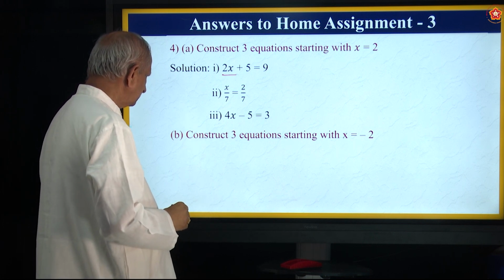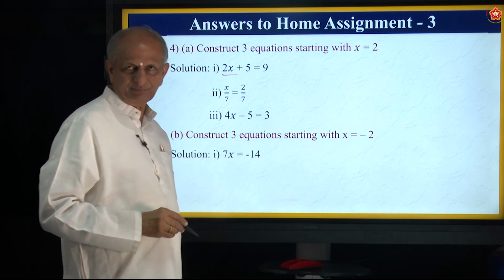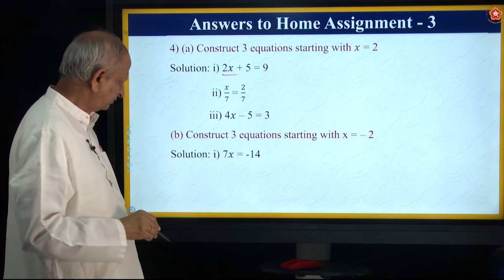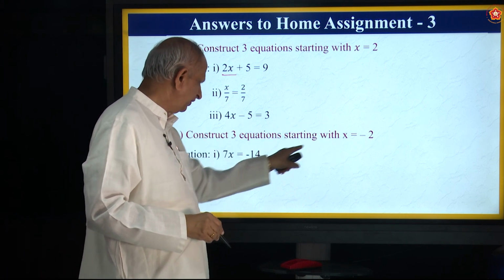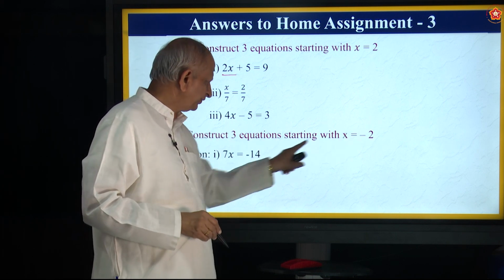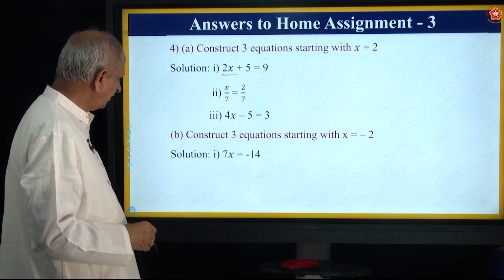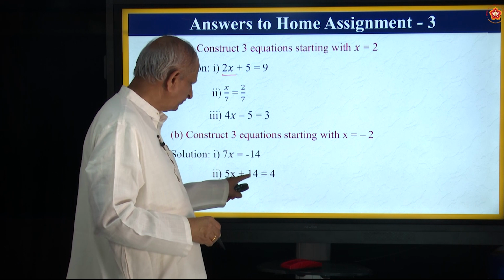Come on. First one, x is equal to minus 2 is given. That is the solution given. Using the solution you must get the equation. Suppose you multiply both sides by 7. 7 into x, minus 2 into 7, that is minus 14. 7x equals minus 14. Next one, 5x plus 14 is equal to 4.